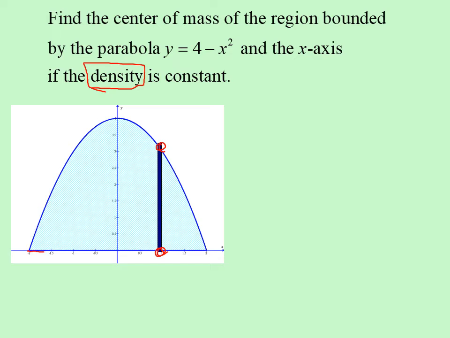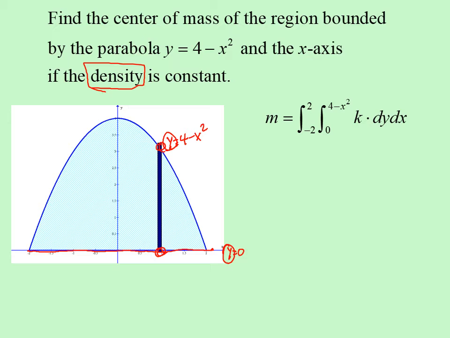Well, every vertical rectangle you put on here is going to have its bottom on the x-axis, which is y equals 0. It's going to have its top on this parabola, which is y equals 4 minus x squared. So we're going from this y value to this y value. It's very important to get these in the proper order.